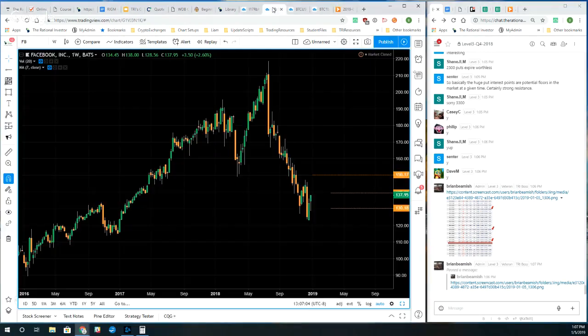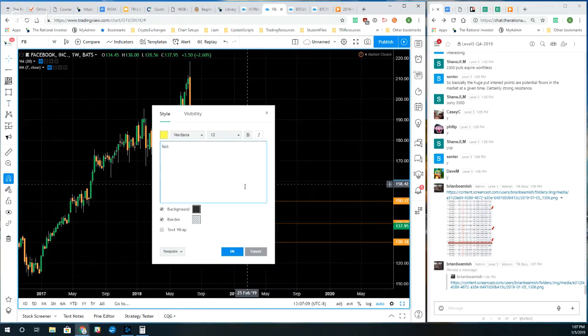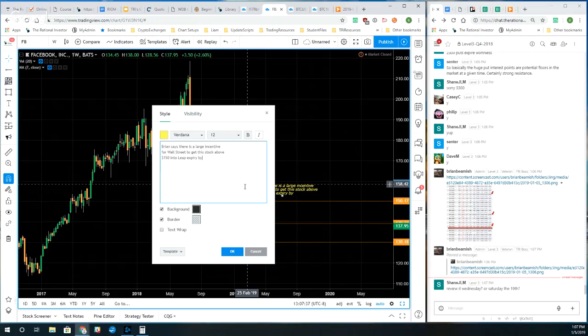And let's also take the Facebook. And let's say Brian says there is a large incentive for Wall Street to get this stock above $150 into LEAP expiry by January 18th.